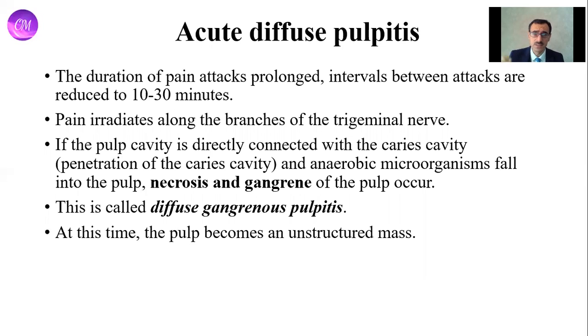If the pulp cavity is directly connected with the caries cavity, then through the penetration of the caries cavity, anaerobic microorganisms fall into the pulp, and necrosis and gangrene of the pulp occur. This is called diffuse gangrenous pulpitis. At this time, the pulp becomes an unstructured mass.